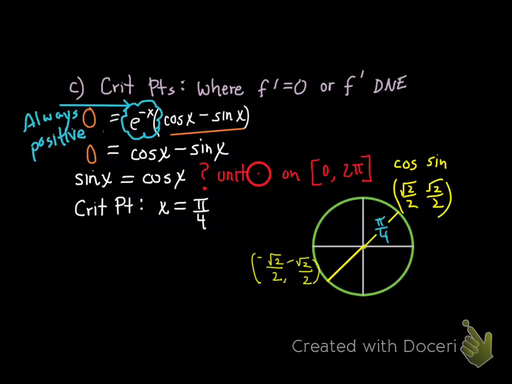And 180 degrees away from that, I have a second ordered pair, which reads negative root 2 over 2 comma negative root 2 over 2. This is the second location on the unit circle where both the cosine and the sine are equal to one another. This means that the location is 5 pi over 4. We can do this. It won't be so bad.